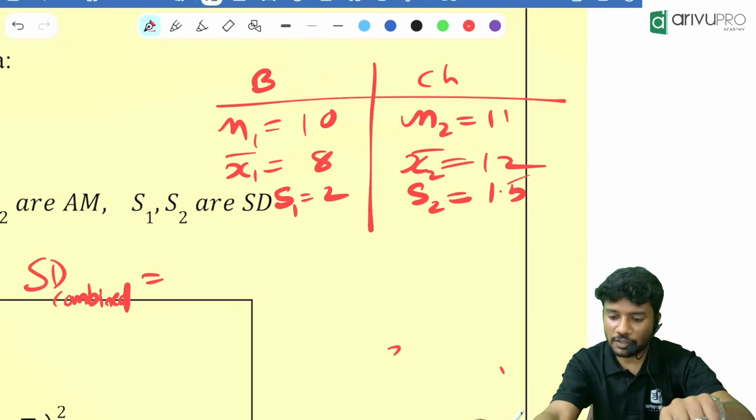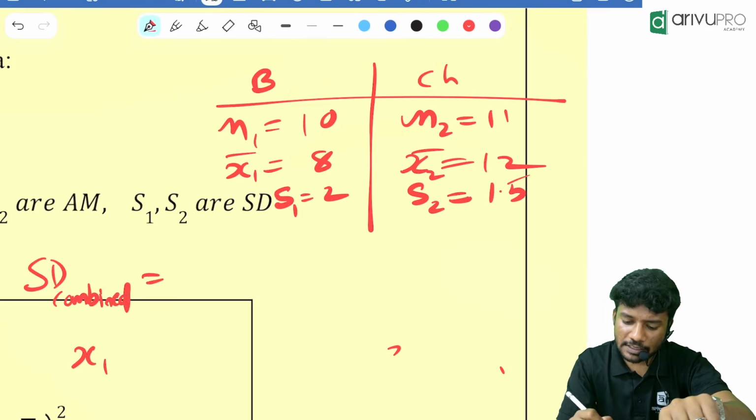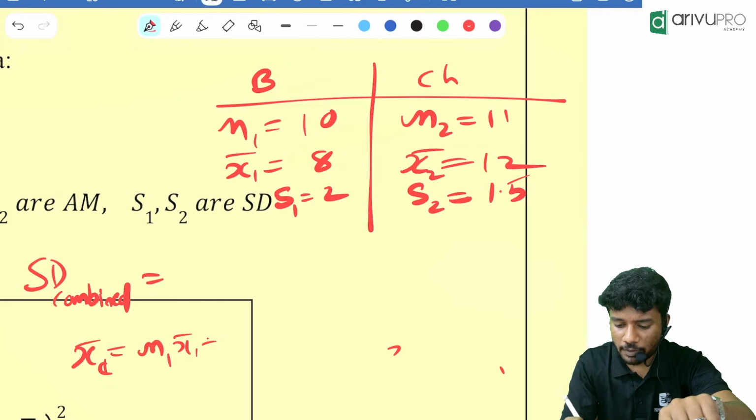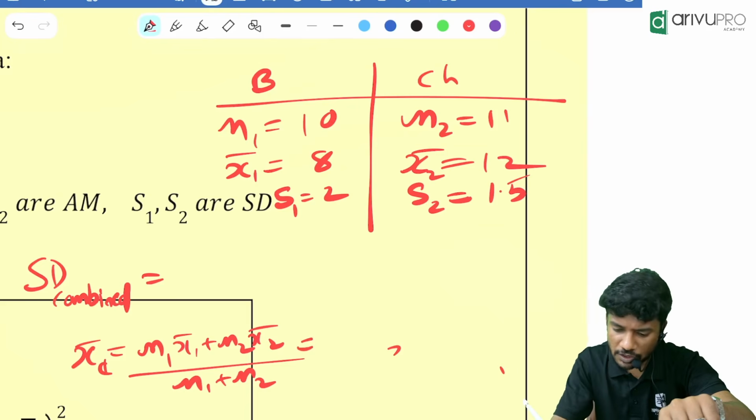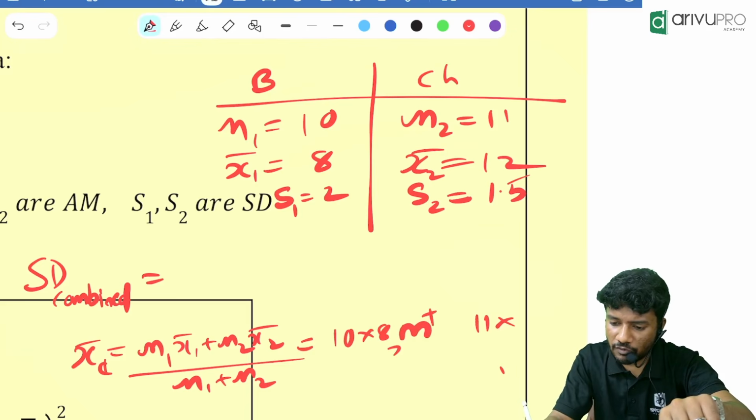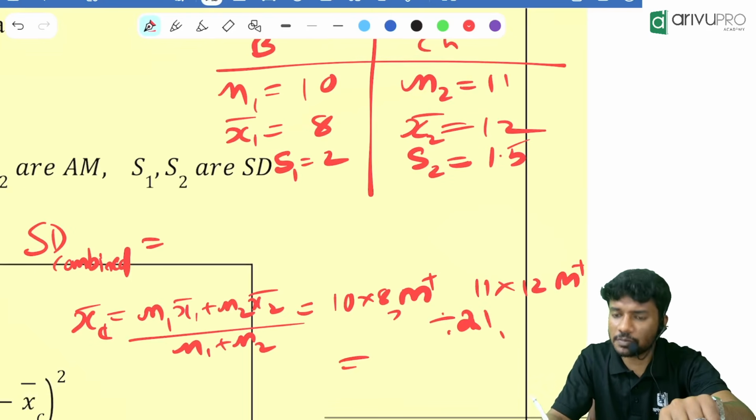Do it along with me. First you require what? XC bar. XC bar is how much? N1 X1 bar plus N2 X2 bar divided by N1 plus N2. Here N1 is how much? 10 into 8. M plus, take a calculator. Then N2 is 11 into 12. M plus, divided by what? Total, how many people are there in total? 21 people. So how much is XC bar, people?